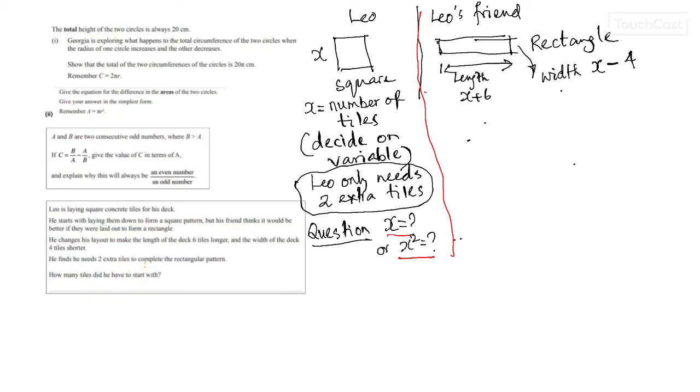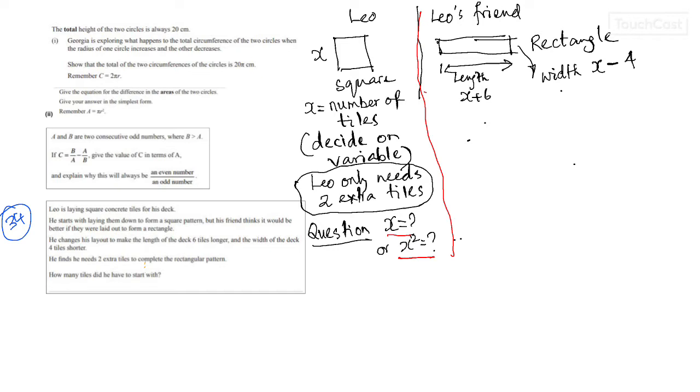This is the last question from our compilation of all the questions for merit and excellence. So, according to my numbering system, question number 34. This is the one. It's Leo and Leo's friend. They are having a different kind of opinion.